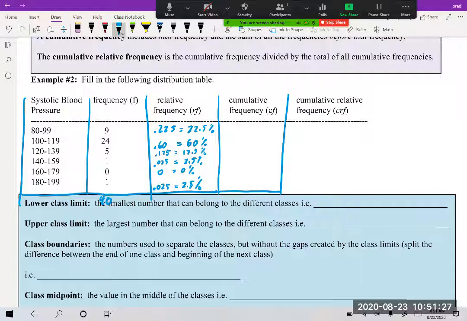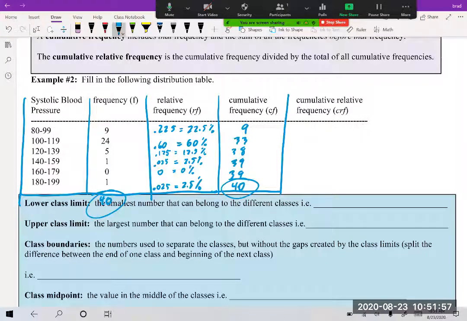So cumulative frequency says, well, the first one is 9, but then the next one in the cumulative frequency would be 9 plus 24, which would be 33. And then the next one would be 9 plus 24 plus 5, which would be 38, plus 1, which would be 39, plus 0 would be 39, and plus 1 would be 40. And in a cumulative frequency table, you'll always end with the total, right? Because you're taking everybody into account with the cumulative.